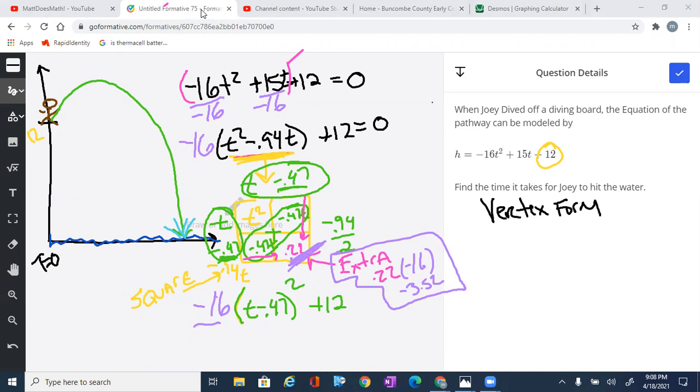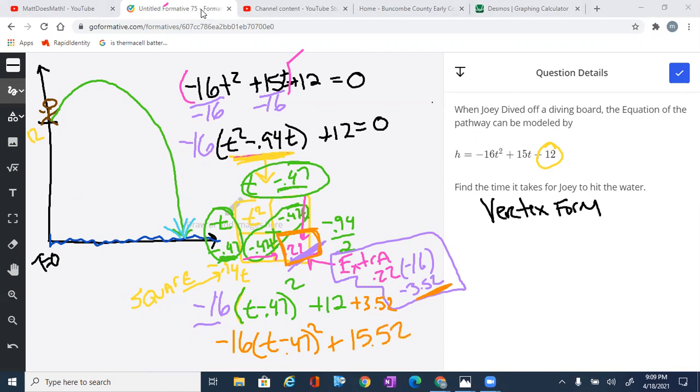So to make it go away, since -3.52 is extra, I am going to add 3.52. Now, some people are going, that's really crazy, but we changed the problem with this piece right here, and so it changed by that much. We want that to go away, so we use the opposite on the outside. So now look at what happens: -16 times t minus 0.47 squared plus 12 plus 3.52 is 15.52.